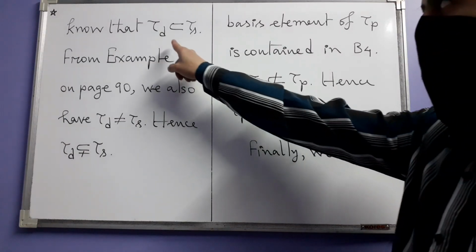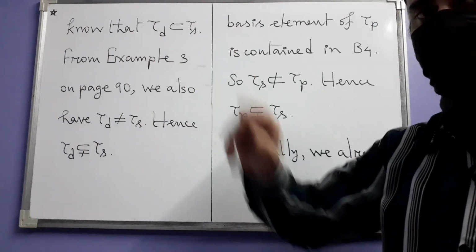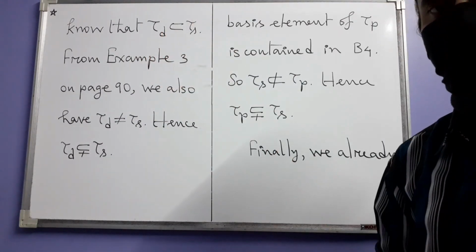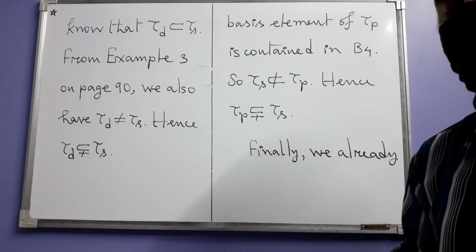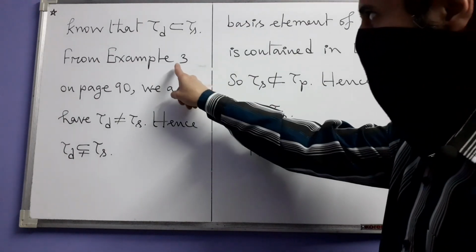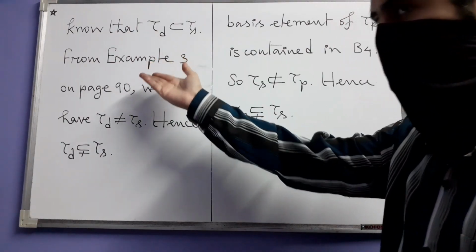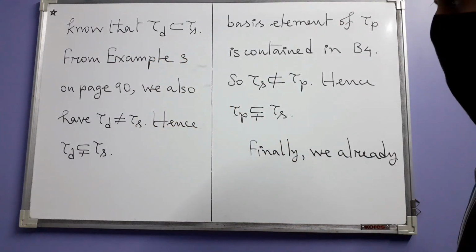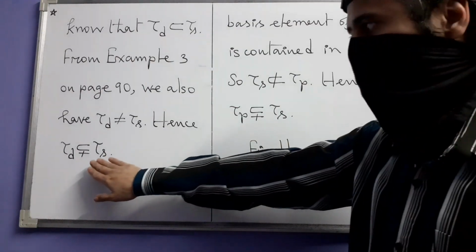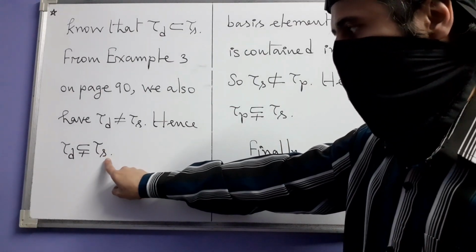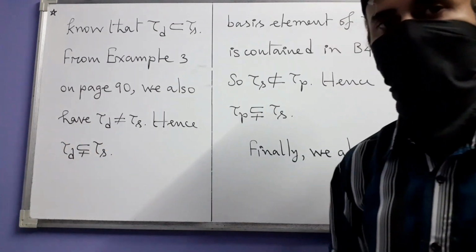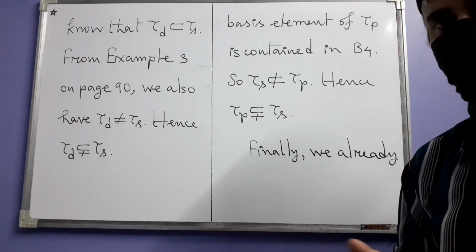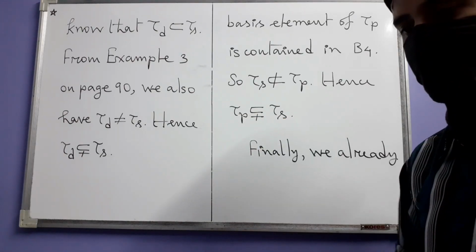Finally, we already know that the dictionary order topology is contained in the subspace topology. That means the subspace topology is finer than the dictionary order topology. You recall how we know this. And additionally, from example 3 on page 90, you go and see what it is, we also found that these two topologies are not the same. So, just like this relation, we also have this relation, that the subspace topology is strictly finer than the dictionary order topology. So that's how we have compared all the three topologies with one another. And this is where the solution ends.